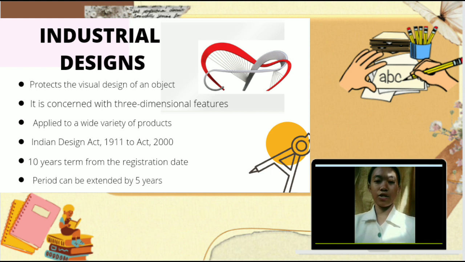So next is the industrial design. It protects the visual design of an object, and it is concerned with three-dimensional features. It is applied to a wide variety of products. In India it is governed by the Designs Act 1911, replaced by the Designs Act 2000. It has a 10 year term from the registration date, and the period can be extended by 5 years.